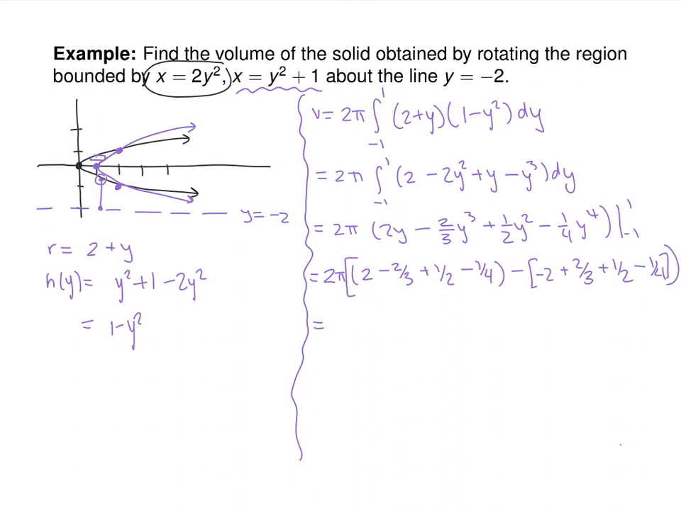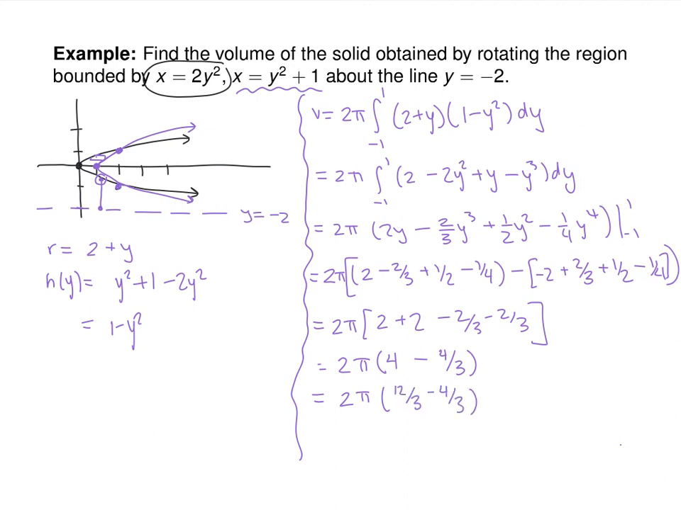And a bunch of stuff will cancel. 2 pi times, well, we're going to have a 2, another plus 2, minus 2/3 and minus 2/3. But the 1/2s cancel and the -1/4s cancel. So that's 2 pi times 4 minus 4/3, or 2 pi times 12/3 minus 4/3. So 8/3 times 2 is 16, so 16 pi over 3.